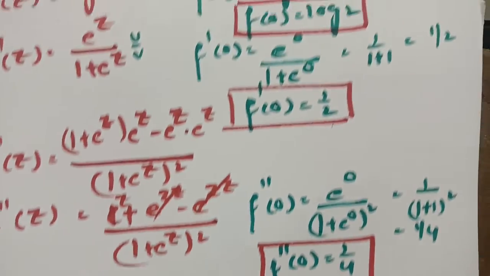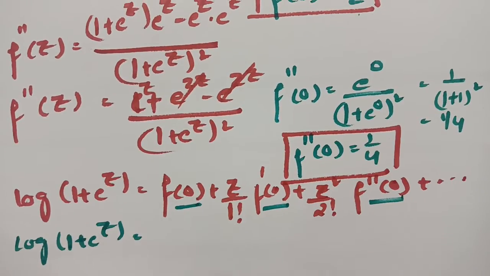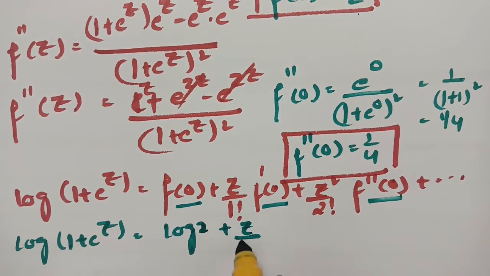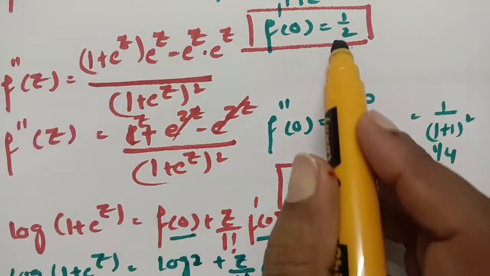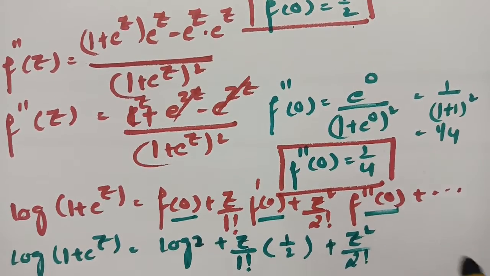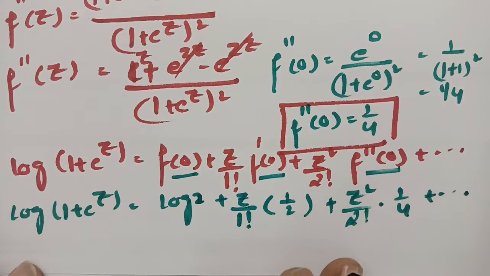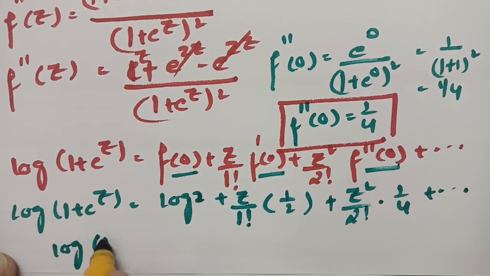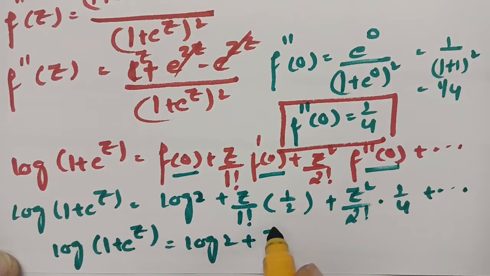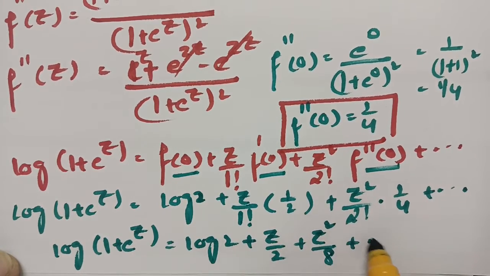So this will become log of 1 plus e power z is equal to, what is f of 0? F of 0 value is equal to log 2. So I am substituting the value as log 2 plus z by 1 factorial into f dash of 0 as 1 by 2 plus z square by 2 factorial into 1 by 4 plus and so on. Therefore, our final answer is log of 1 plus e power z is equal to log 2 plus z by 2 plus z square by 8 plus and so on.